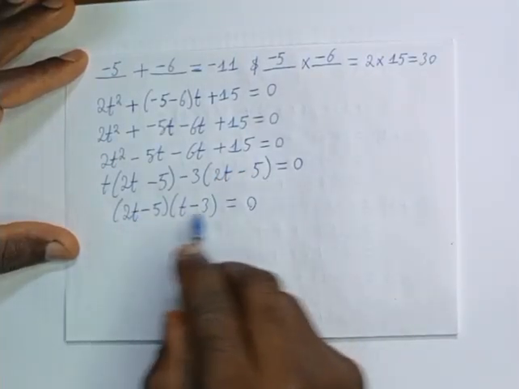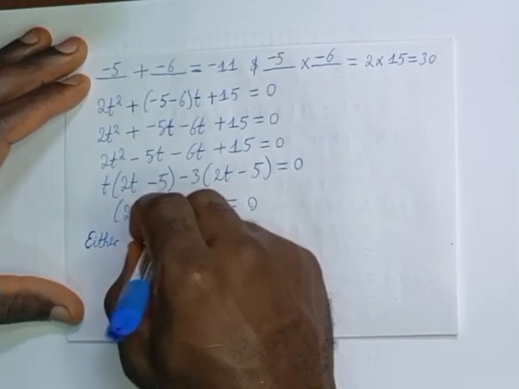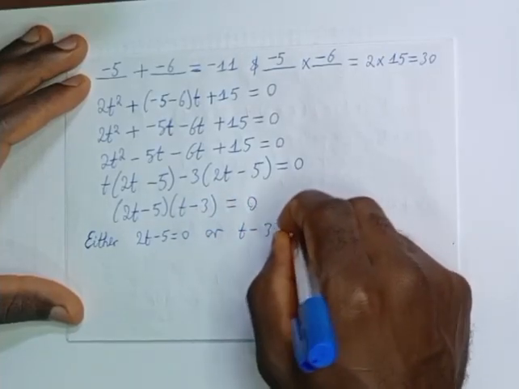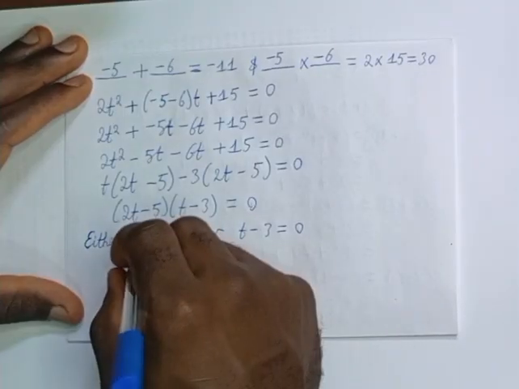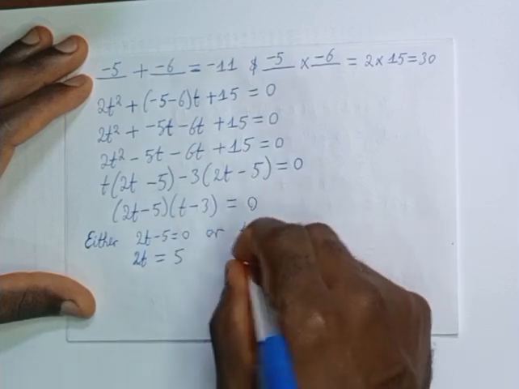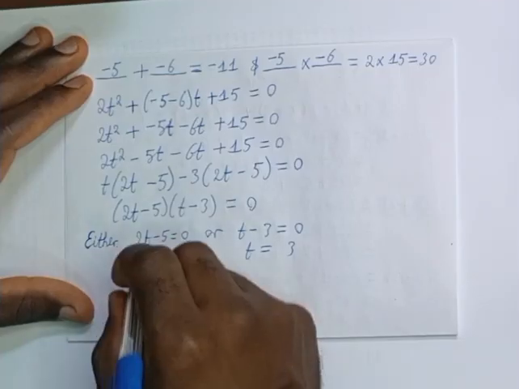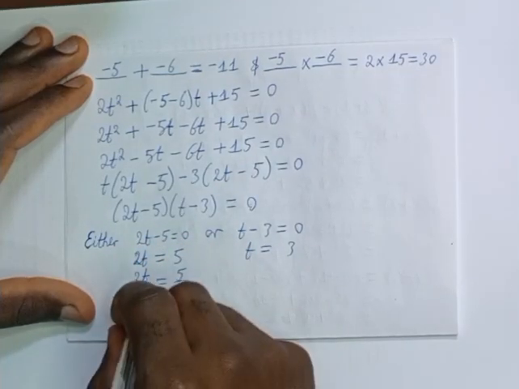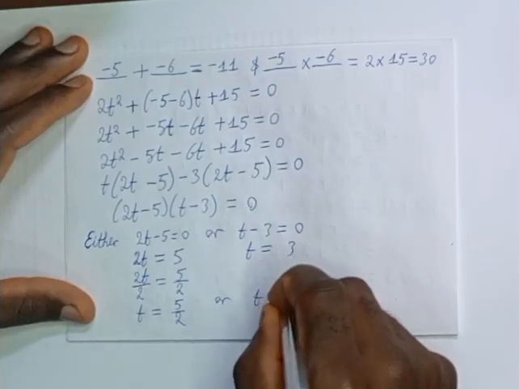At this stage, for this product to be equal to 0, either 2t minus 5 is equal to 0 or t minus 3 is equal to 0. We are to solve for t in these two linear equations. For the first one, 2t is equal to 5. For us to solve for t here, we divide both sides by 2. 2t divided by 2 is equal to 5 all over 2. t will simply be equal to 5 over 2, or t is equal to 3.